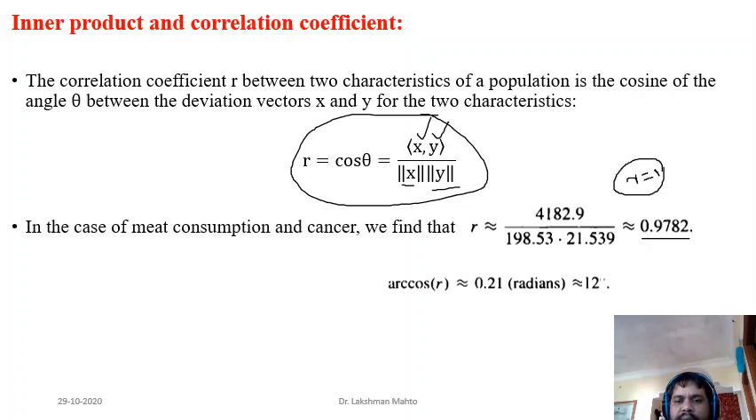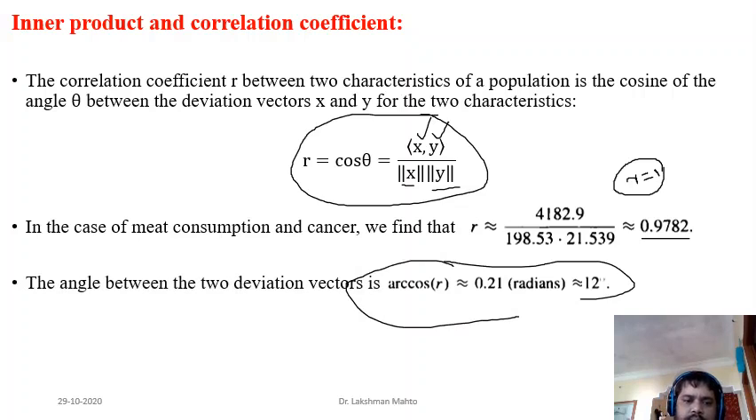And if you want to find the angle, how can you find it? Just apply cosine inverse of R, and it comes to around 12 degrees. In radians it is 0.21; in degrees it is 12 degrees. So all these are scenarios. The angle between two vectors I had already mentioned here.